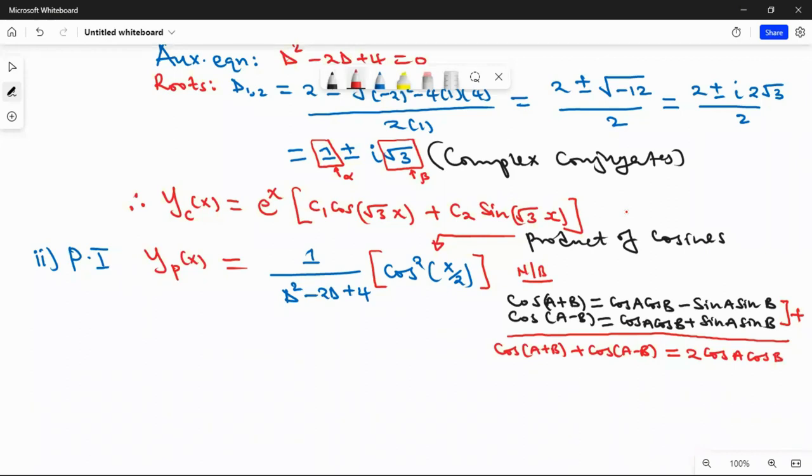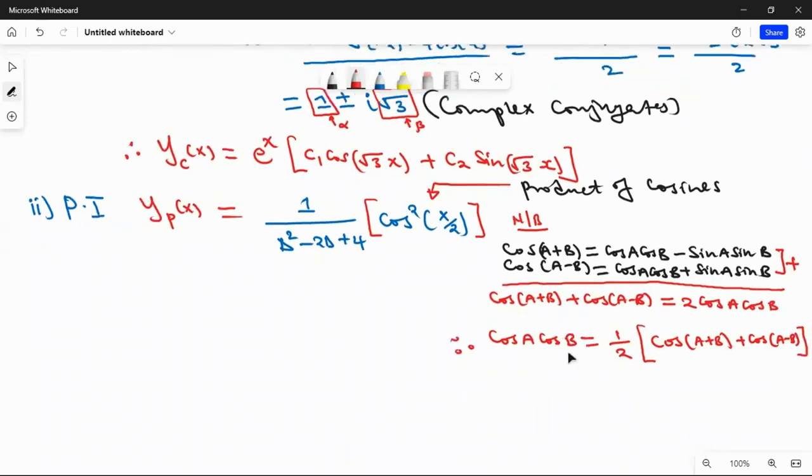So I can make cos A cos B the subject. Therefore, cos A times cos B is the same as 1 over 2 into cos(A plus B) plus cos(A minus B). That's the identity.